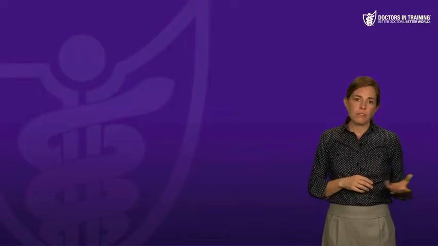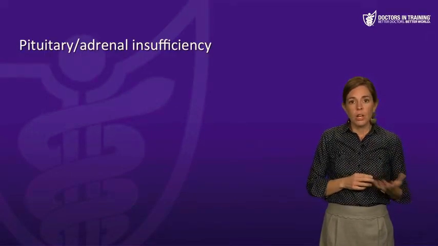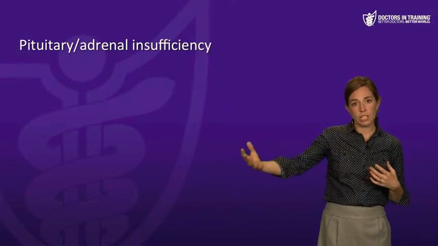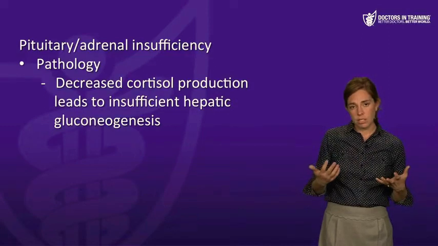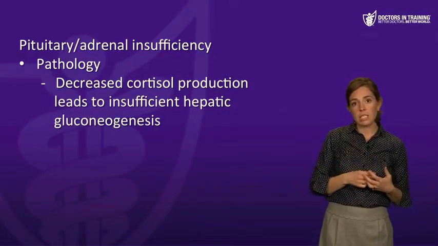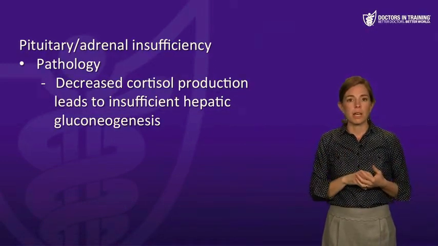Then the last cause of hypoglycemia to discuss is pituitary or adrenal insufficiency. We'll talk about pituitary disease and adrenal disease a little later in the endocrinology section, but basically cortisol is involved in regulating gluconeogenesis. So if the adrenals aren't making cortisol or if the pituitary isn't making ACTH, there will be decreased cortisol and increased risk of hypoglycemia. So that's it for hypoglycemia. Let's go ahead and do the end of session quiz.